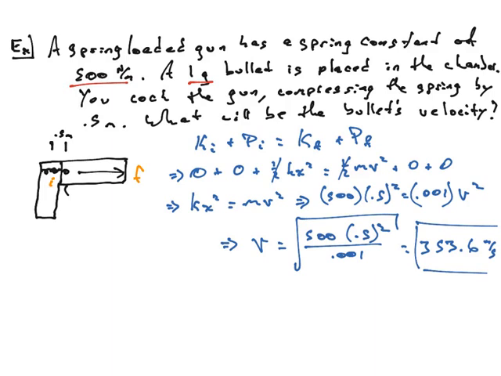And there we go. I now know the muzzle velocity, or the bullet's velocity. How fast will a bullet be moving after it's shot out of this gun? 353 meters per second.